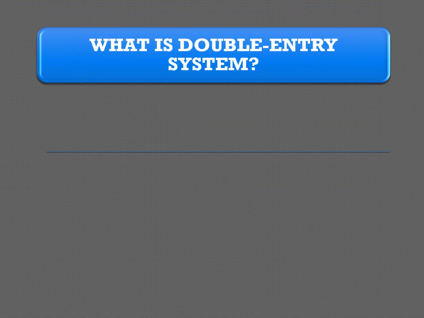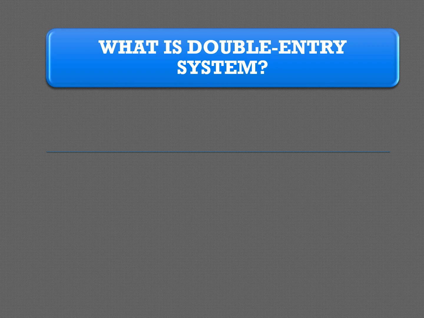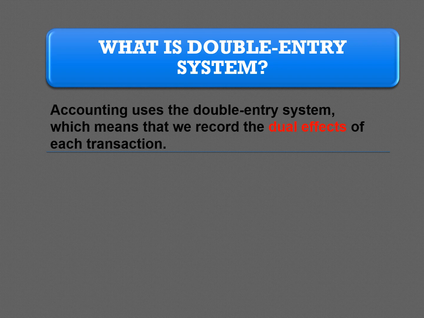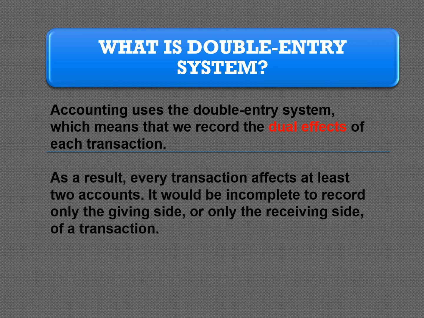What is the double entry system? Accounting uses the double entry system, which means that we record the dual effects of each transaction. As a result, every transaction affects at least two accounts. It would be incomplete to record only the giving side, or only the receiving side, of a transaction.